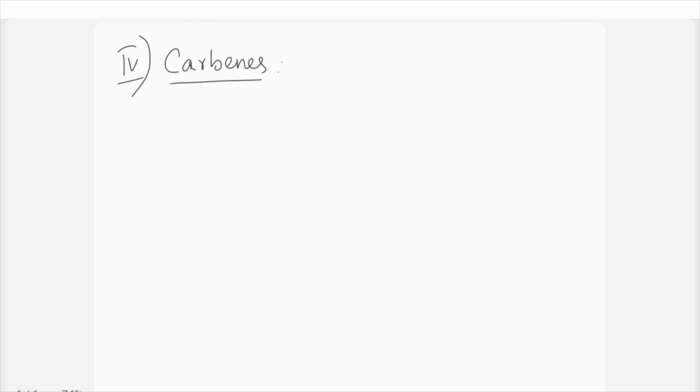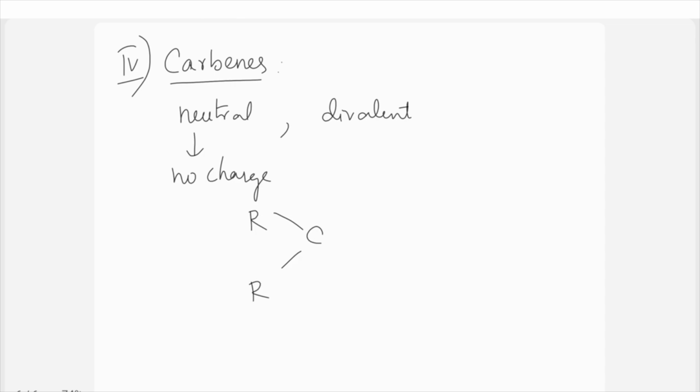The next or the fourth intermediate is nothing but carbene. Carbenes are considered to be neutral. That means they have no charge. They are neutral with no charge, and they are divalent. That means they are bonded to 2 other groups at a time, and in which these carbenes are those in which we see the carbon is bonded to 2 atoms, let's say RR or RR dash, and has 2 non-bonding orbitals that contain 2 electrons in them.